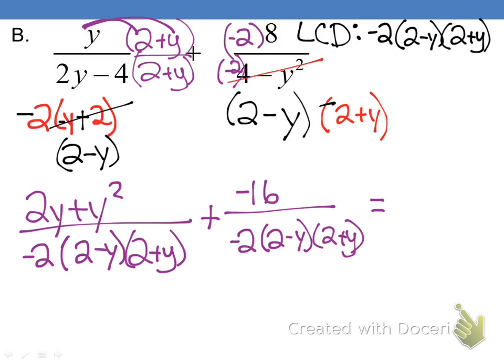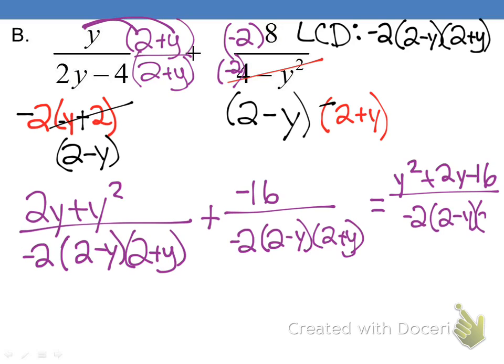All right, so I'm going to write them in descending order. So y squared plus 2y minus 16, all over -2 times this guy times the 2 plus y.